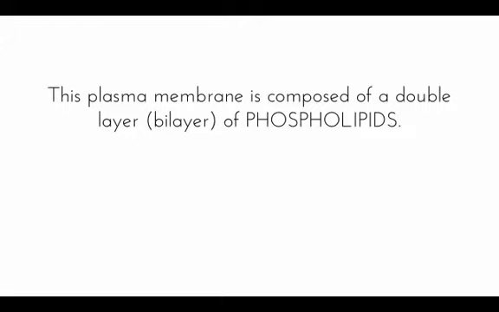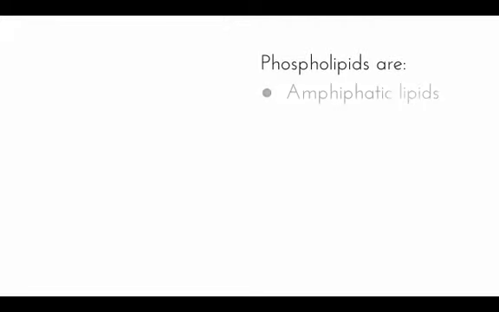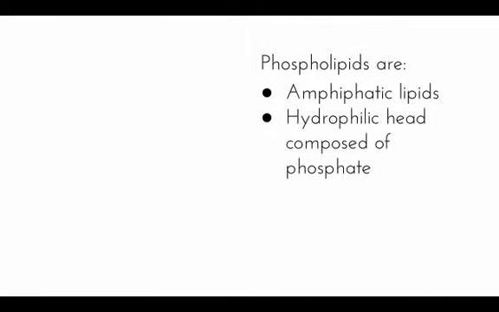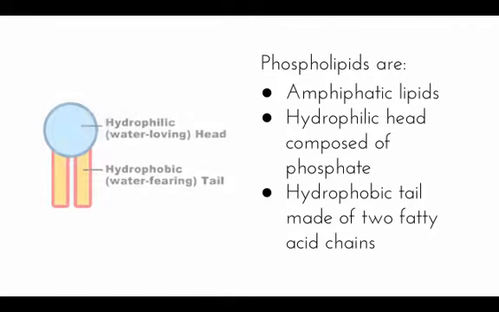Now we've learnt about lipids in class already, but this is what the phospholipid bilayer looks like. Okay, so let's have a closer look at those phospholipids. Phospholipids, we call them amphipathic lipids because they have a hydrophilic head which is composed of phosphate, among other things, and a hydrophobic tail made of two fatty acid chains. So it looks like that.